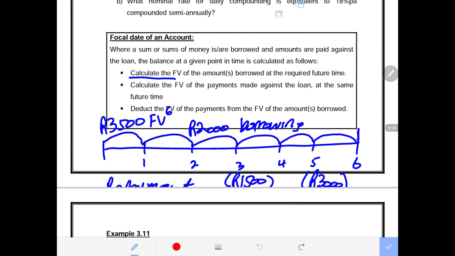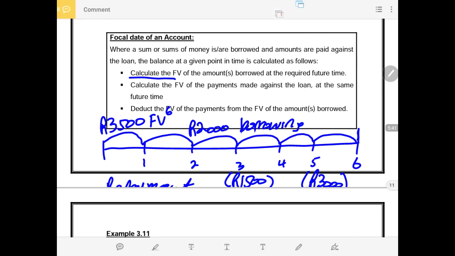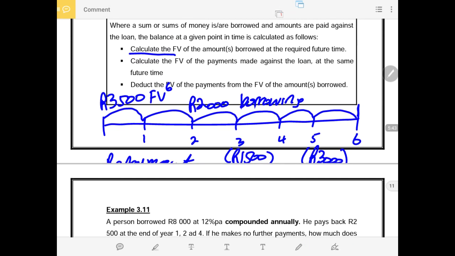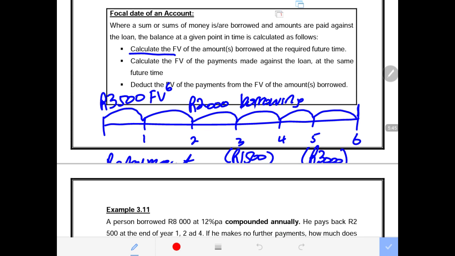Then you say somewhere in year 2 we made another loan advance, or we made a borrowing again. We borrowed 2,000 at the end of year 2, meaning we would have borrowed this amount from year 2 to year 3, year 4, year 5, year 6, which will be 1, 2, 3, 4 years. So now we need to calculate the future value of this amount for a period of 4 years.